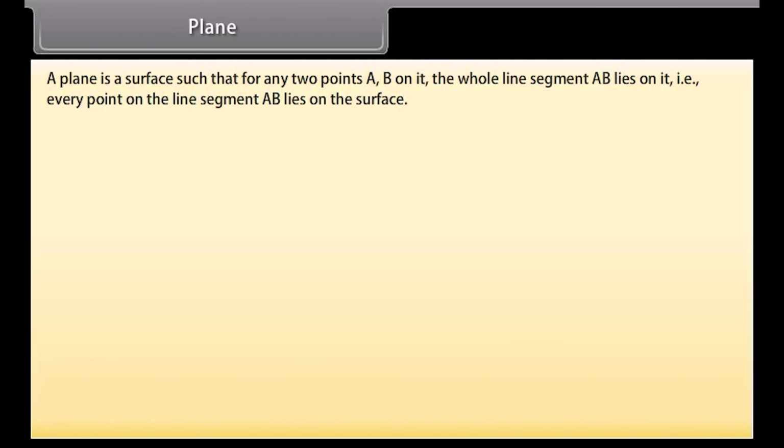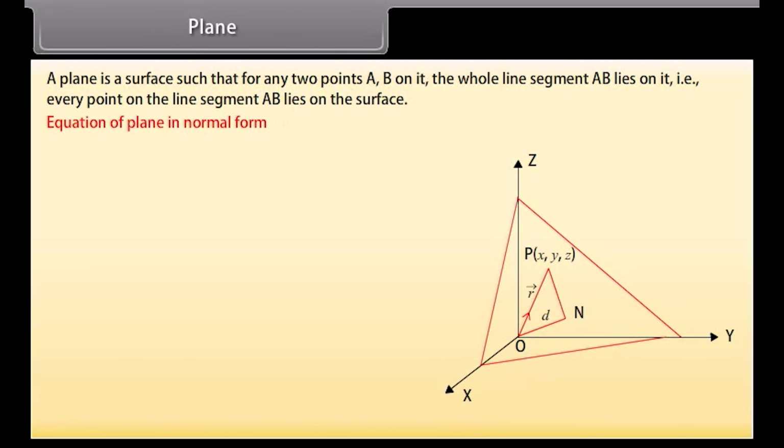Plane. A plane is a surface such that for any two points A, B on it, the whole line segment AB lies on it. That is, every point on the line segment AB lies on the surface. Equation of plane in normal form.